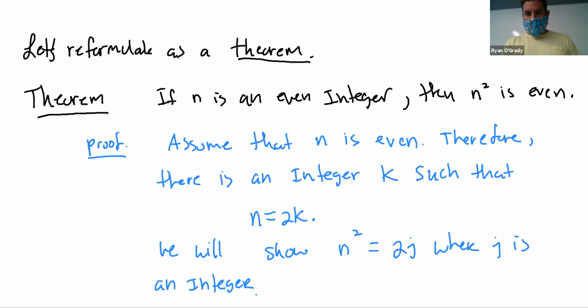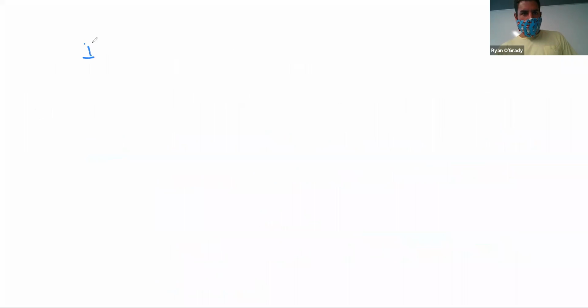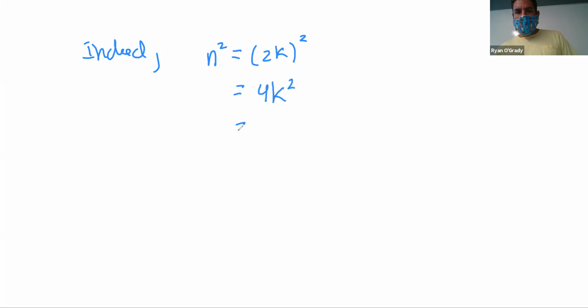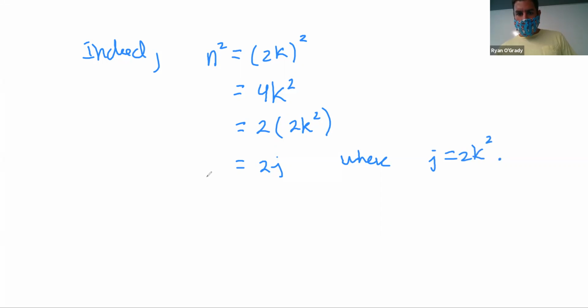All right, so let's go to the next page. So indeed, n squared equals 2k quantity squared, which is 4k squared, which is 2 times 2k squared, which is equal to 2j where j equals 2k squared. So by definition, n squared is even.